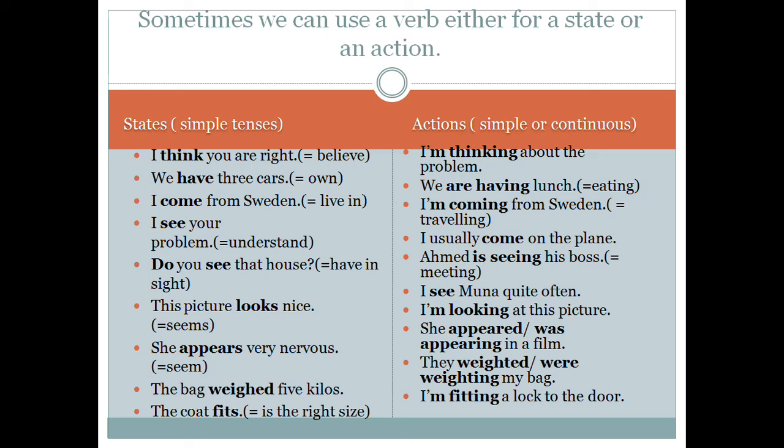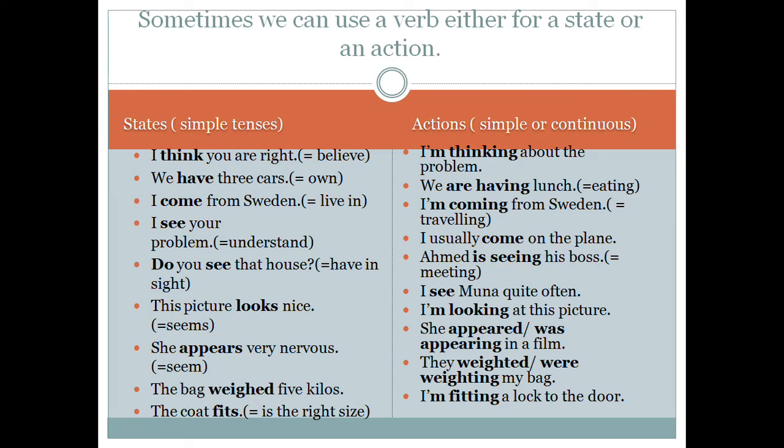She appears very nervous. Seems, appears, looks. So appears here is a state verb. But when I say she appeared or she was appearing in a film, here it's an action verb. Means she acted in a film. So it's an action verb. Appear can be an action verb. It can be used in a simple tense or in continuous tense.